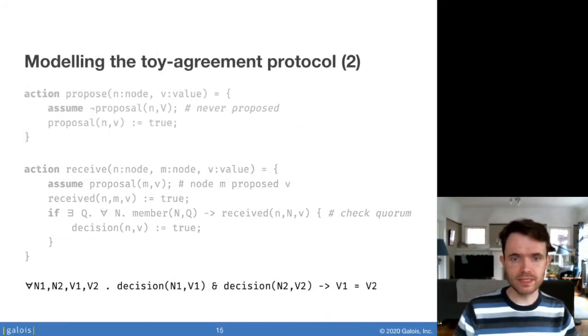Finally, we specify the desired safety property. This states that if two nodes make a decision, they better decide on the same value. One thing to note is that, just as with the domain model, the transition relation and the safety property have to be specified in decidable logic.